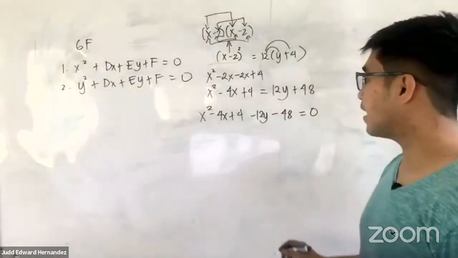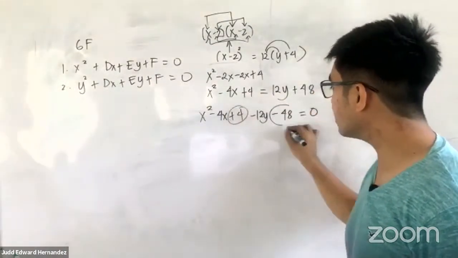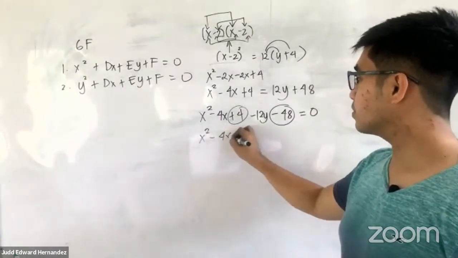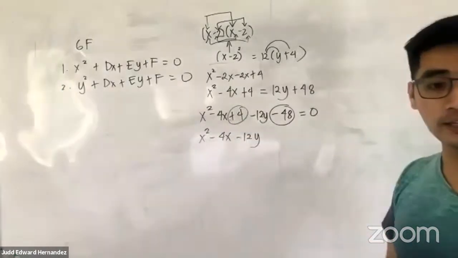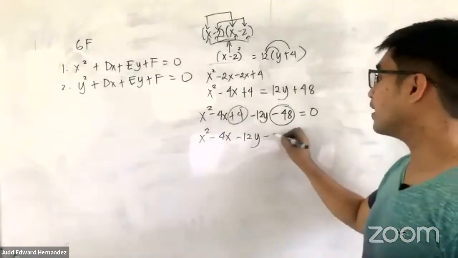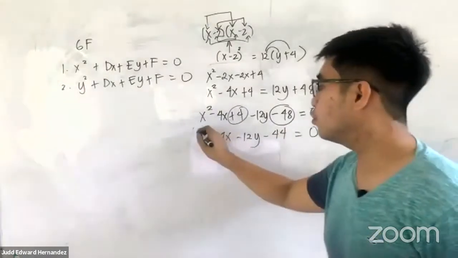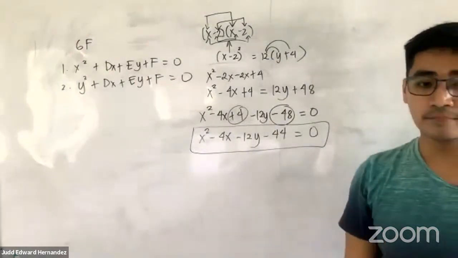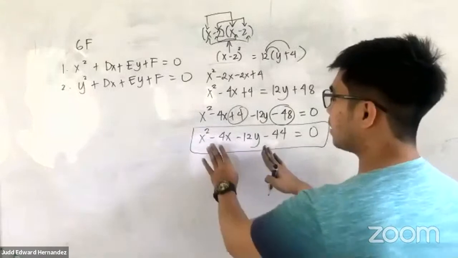We need to simplify. Okay, this is positive 4. This is negative 48. Therefore, that is x squared minus 4x minus 12y. Positive 4 minus 48, minus 44 po. Minus 44 is now equal to 0. Do you think this is now the general form? Yes or no? Yes po. Okay, eh paano kunwari pinagbaligtad ko?